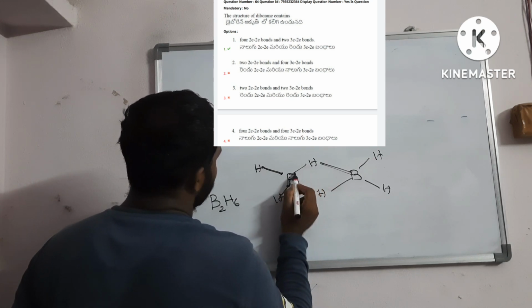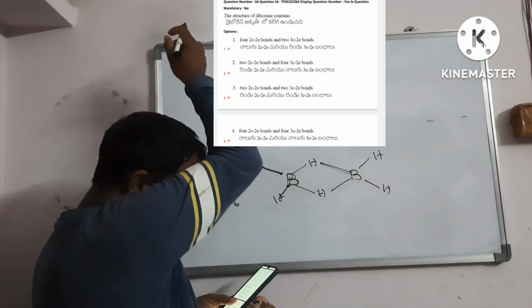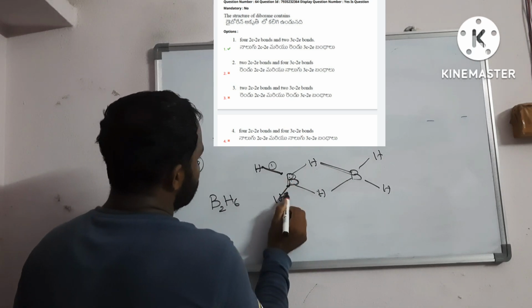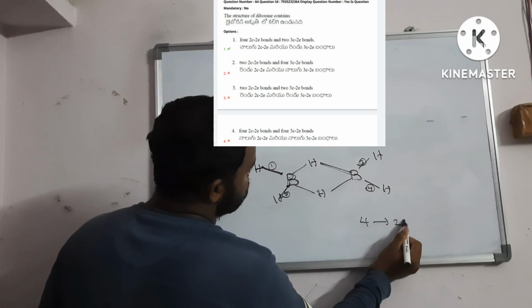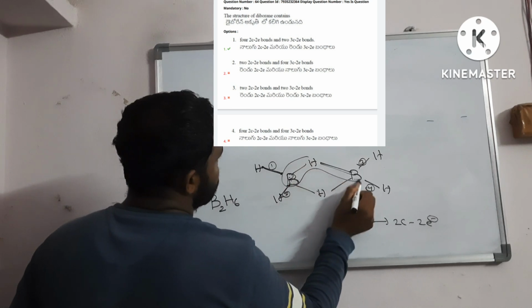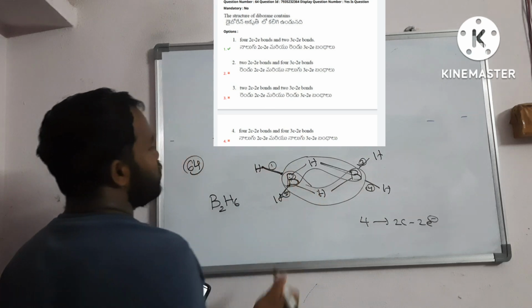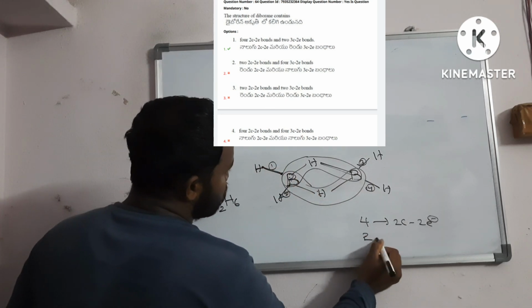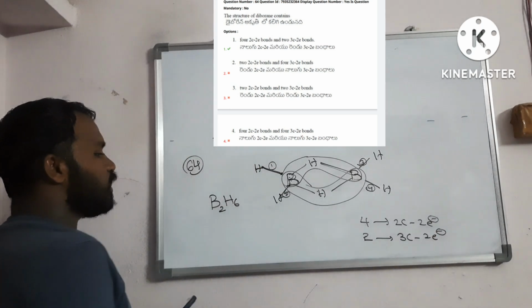What are the options? 4 are 2 centered 2 electron bonds, like 1, 2, 3, 4, and this is one 3 centered 2 electron bond. This is one more 3 centered 2 electron bond. These are also called banana bonds. So how many are there? 2 three-centered 2 electron bonds.